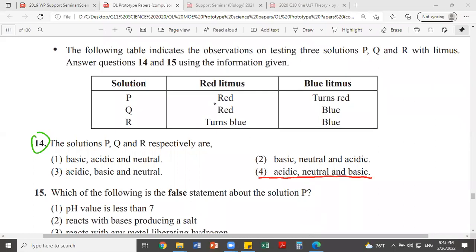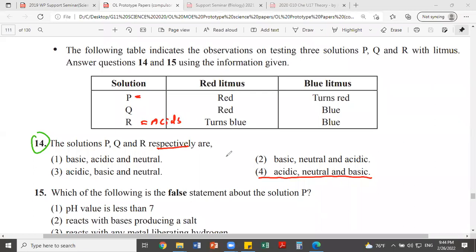Acid, neutral and basic. P, you'll get the respective. Okay, P will be mostly neutral. Why? Red to red, no change. Red to red can be even acidic, remember. There are two reasons. Red remains red. If you take acids, they turn blue litmus to red, but not red to blue. Acid, blue to red. Turns blue to red, definitely acid.